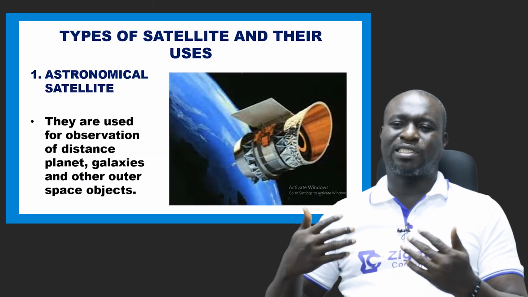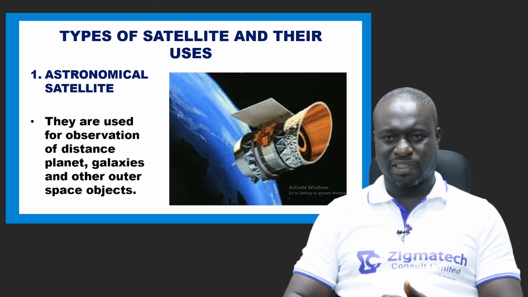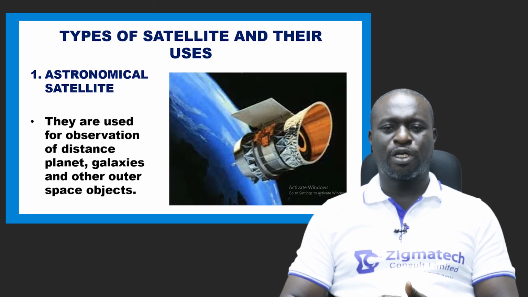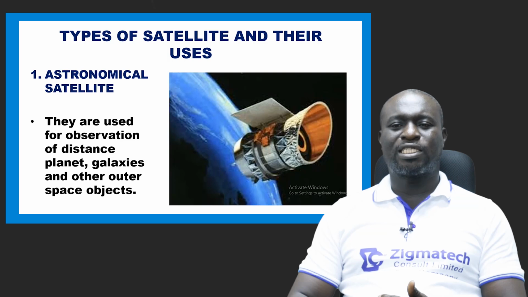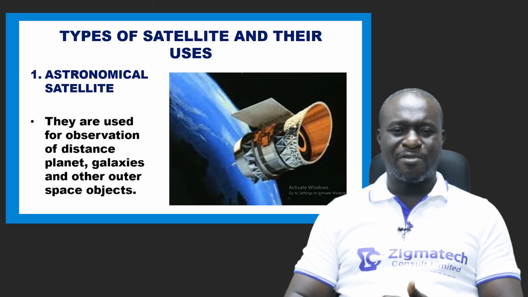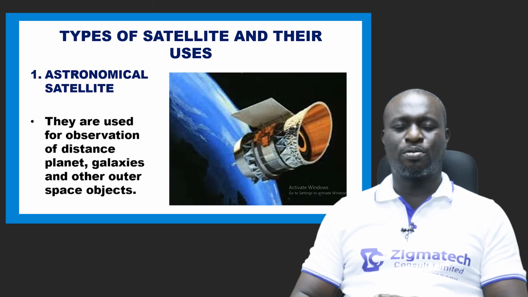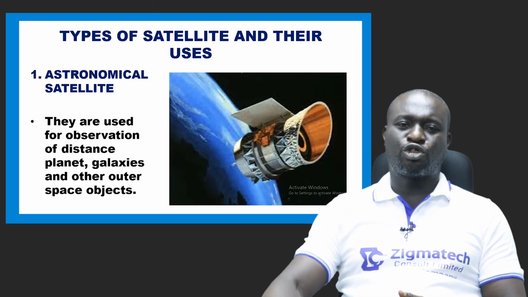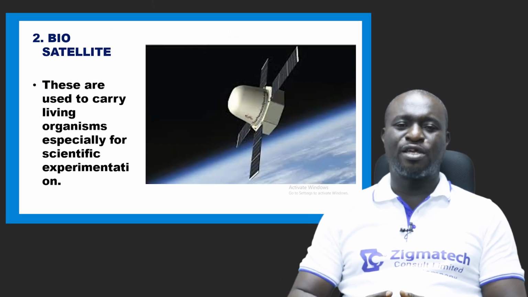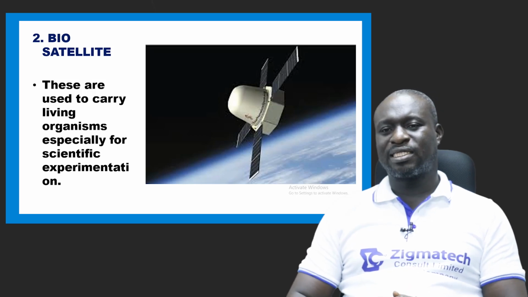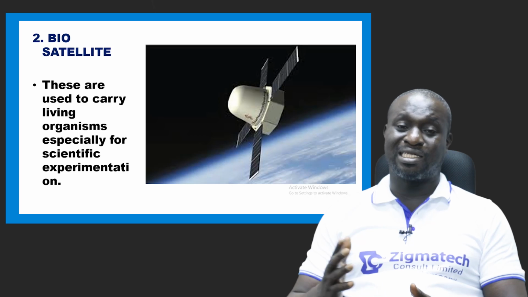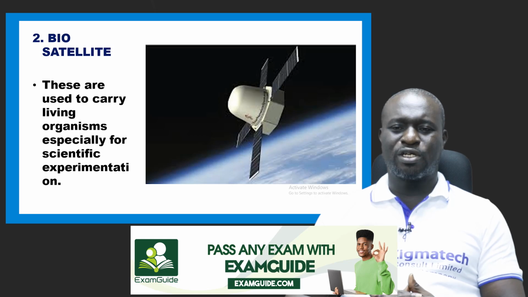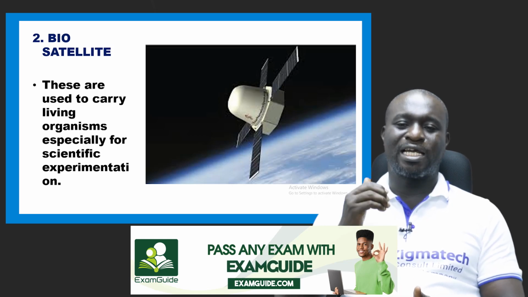Now let's look at some of the types of satellites and their uses. The first type of satellite is called the astronomical satellite. Now the astronomical satellite is used for observation of distant planets, galaxies, and other outer space objects. Number 2 on the list is called the biosatellite. Now, the biosatellites are used to carry living organisms, as the name implies, bio. Bio talks about life. So they are used to carry living organisms, especially for scientific experimentations.